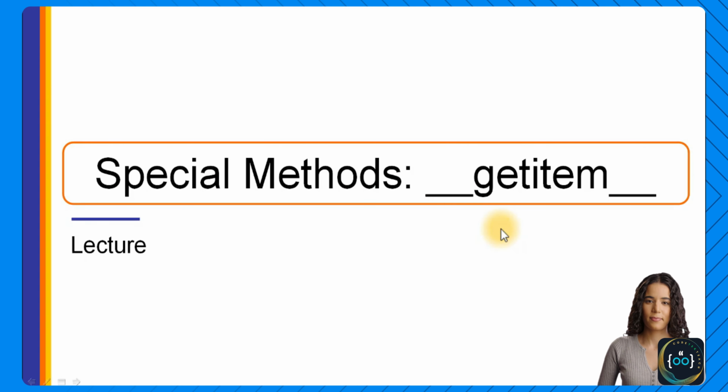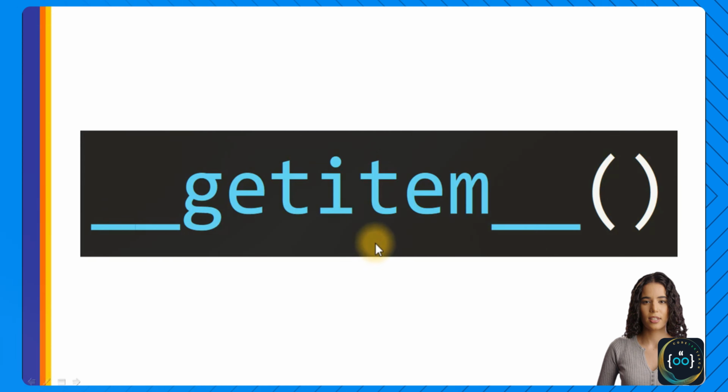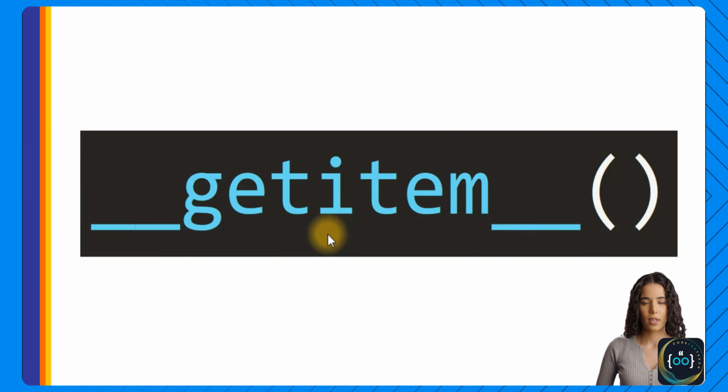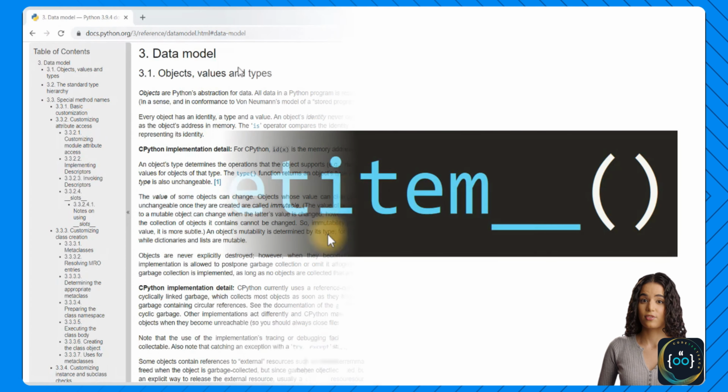Now let's talk about a really cool special method that we can implement in our classes, __getitem__. When we implement this method, we can actually index an object, just like we index a string, a list, or a tuple, but we will be customizing how the object is indexed. Let's see what we can learn about this method in the documentation.